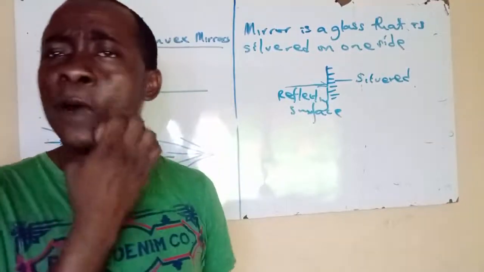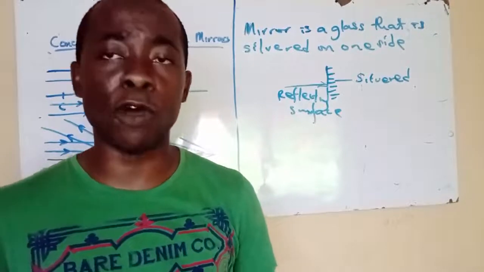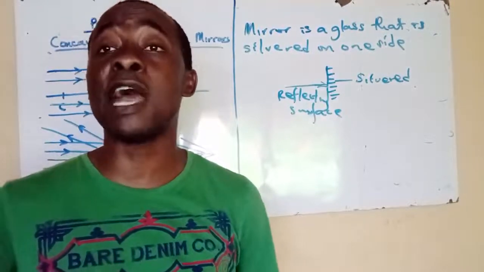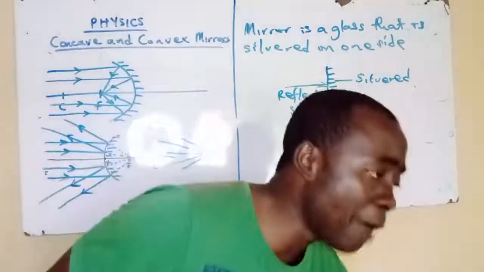Now let's talk about what happens to the images formed, the ray diagrams, for both concave and convex mirrors.